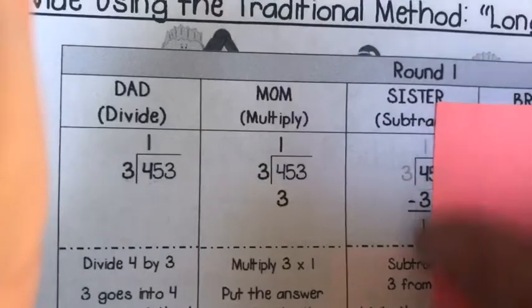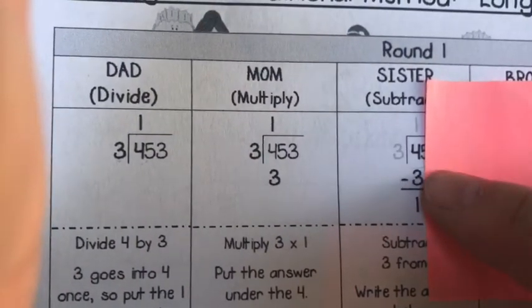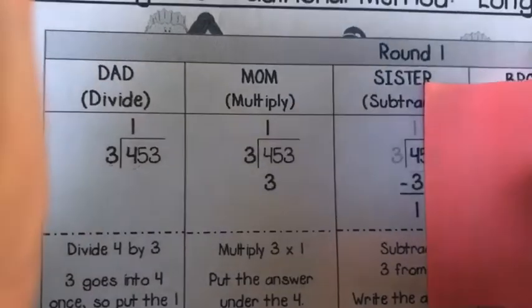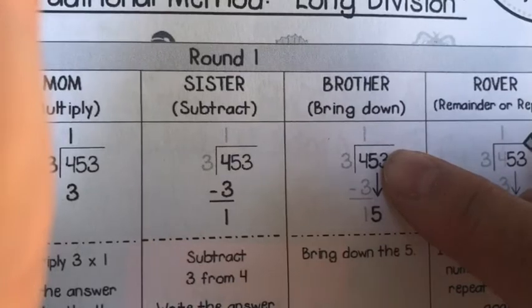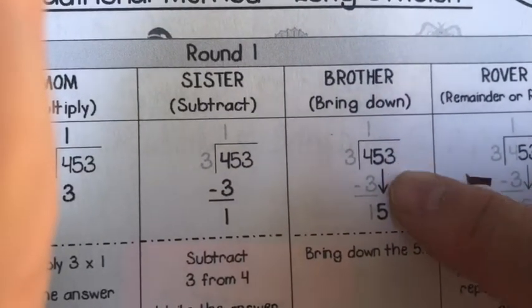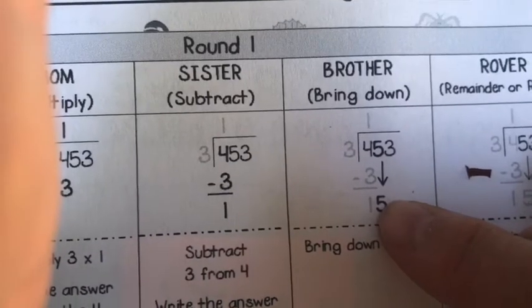Second, Sister, subtract. So now you're going to subtract the 4 minus the 3 that you wrote down, and you get 1. Okay, now the Brother part, the bring down. The bring down is the next number. You draw an arrow, and you slide that number on down. Okay, now you have 15.